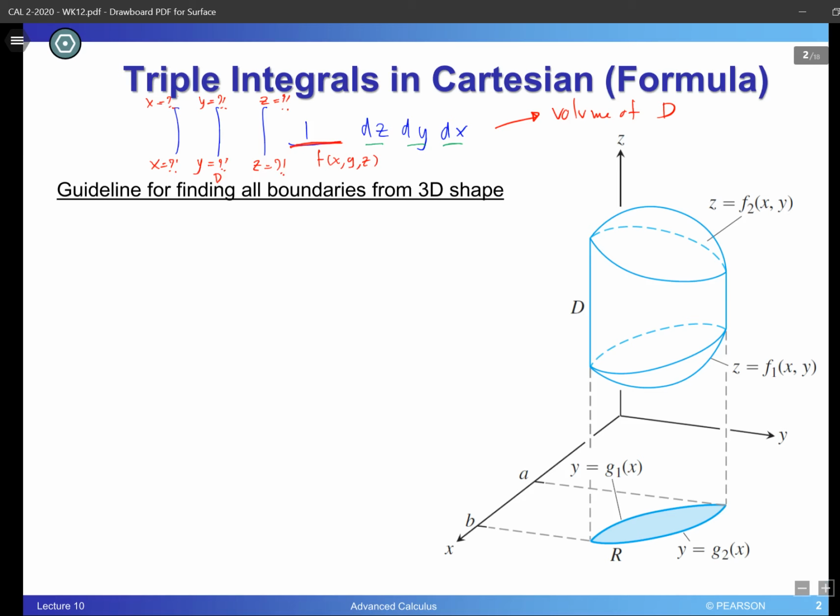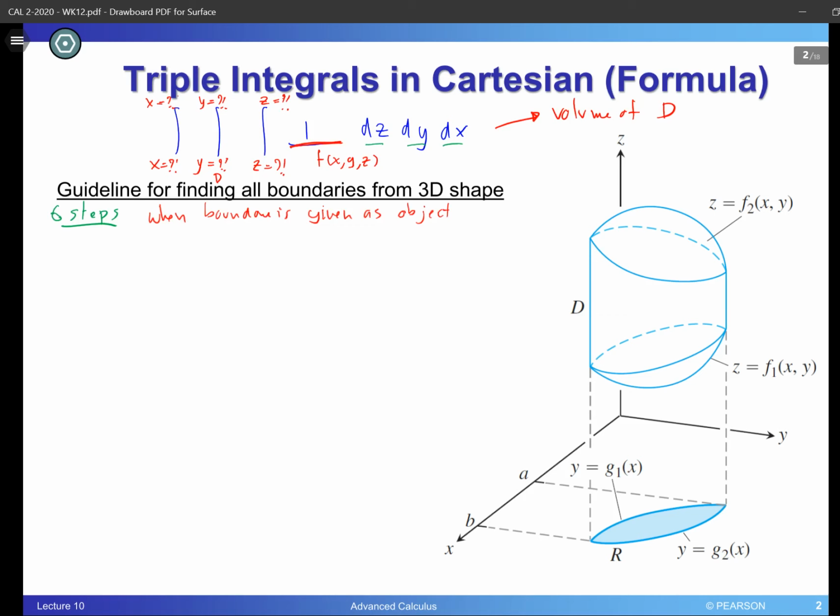And I'm going to give you this guideline. And it's going to require 6 steps, right? So here we are going to have 6 steps, guideline, to deal with the second scenario. Okay, when boundaries are given as an object, and we need to determine all these boundaries by ourselves. Okay, so let's start with this object on the right hand side. So let's take a look here.